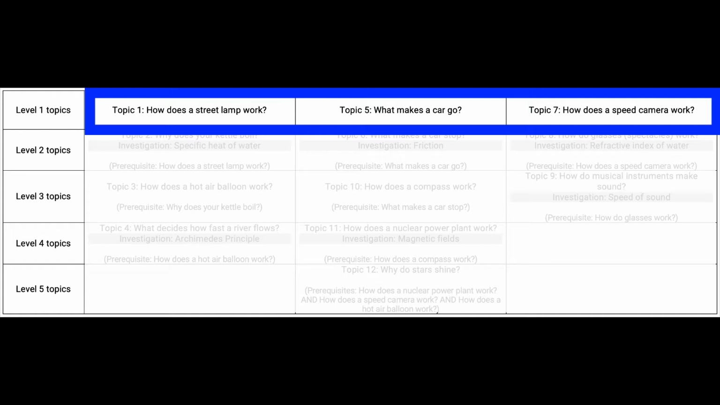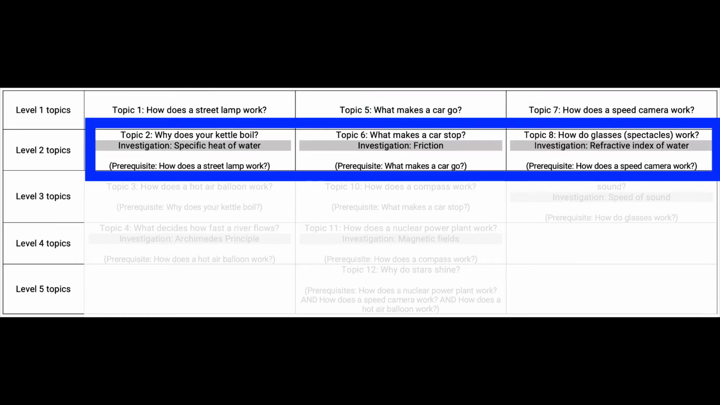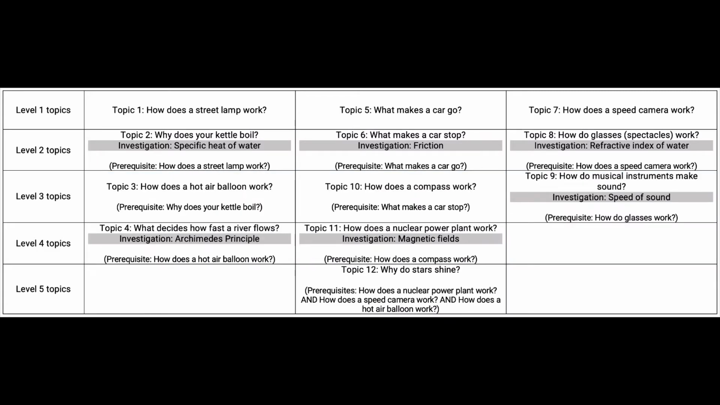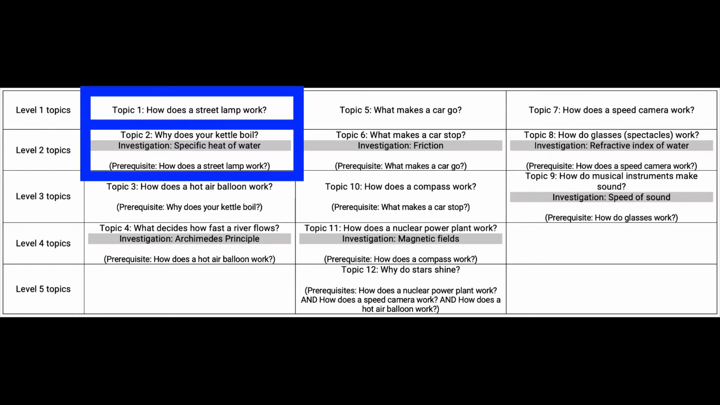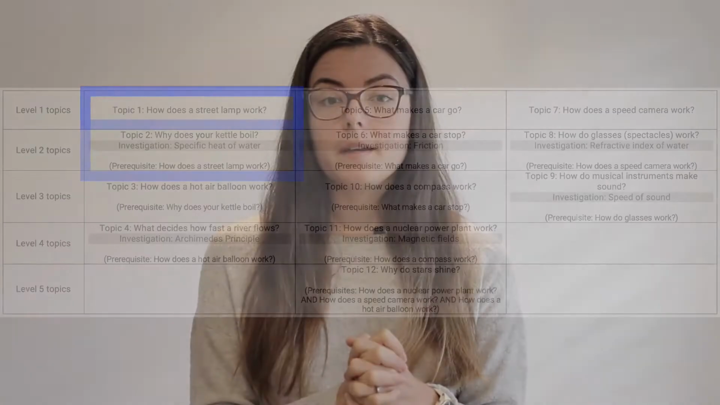So once you have completed the lecture for that topic, once you've progressed through the lecture videos and attempted the practice problems and the tutorial problems, the other topics that require that topic as a prerequisite will become available. So for example, if you do the streetlight topic first, then the why does your kettle boil topic will become available to you, and you'll be able to do the lecture for that topic.